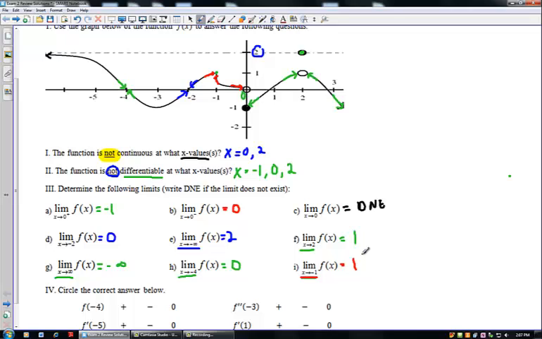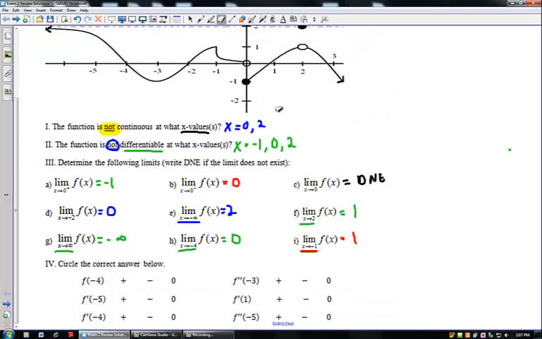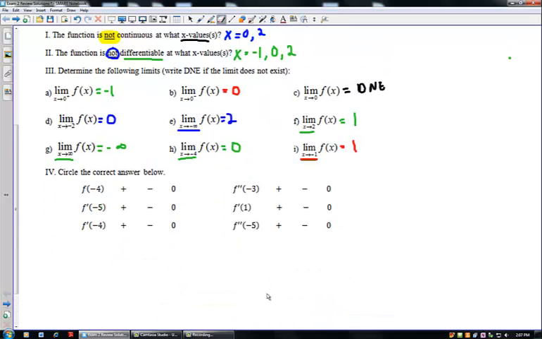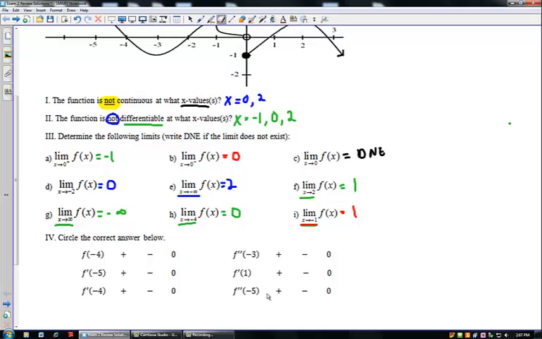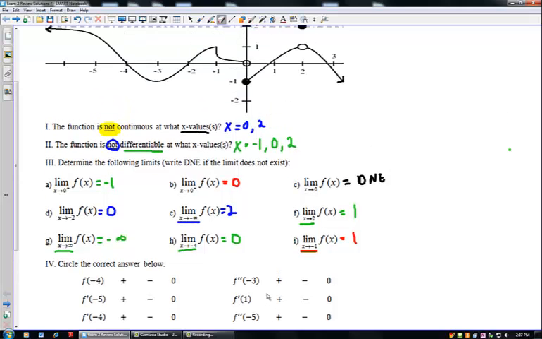So that's the idea. Let's get rid of all these drawings here so we can start talking about number 4. So in number 4, what we want to do is determine the sign of f, f prime, and f double prime from the graph.